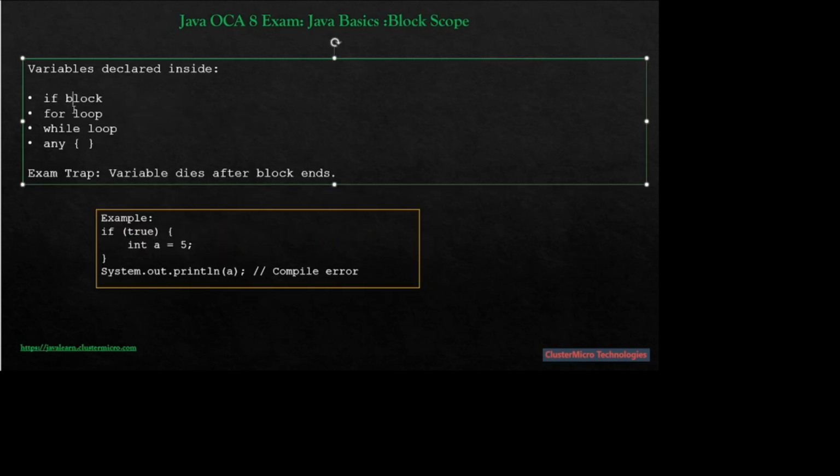A variable declared inside an if block, for loop, while loop, any curly braces, right? That's your block scope. The variable dies after the block ends. See here, this is a particular block: curly braces start, curly braces end, and you have declared int x is equal to 5. But is it visible here? It is not visible here. You'll get a compiler error here because this variable was declared inside the block, so it's not visible here.